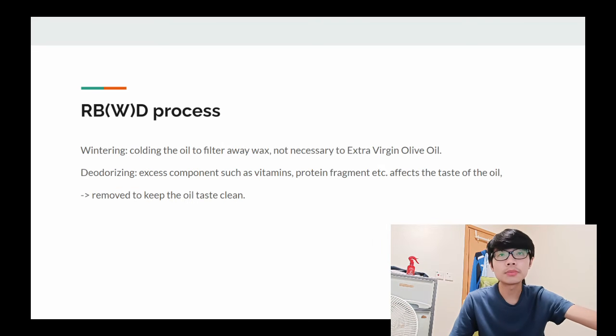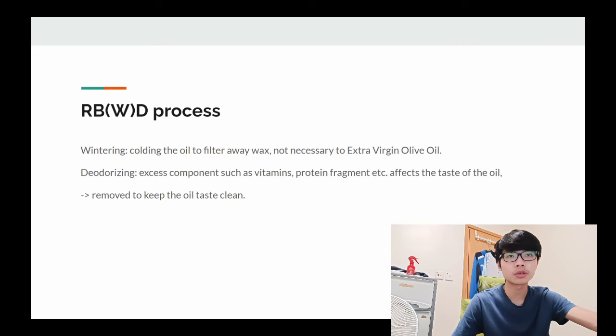The W in RBWD stands for wintering, which is the cooling of the oil to filter away materials with a high freezing point such as wax, but it's not necessary for every oil. For example, extra virgin olive oil does not need the process.